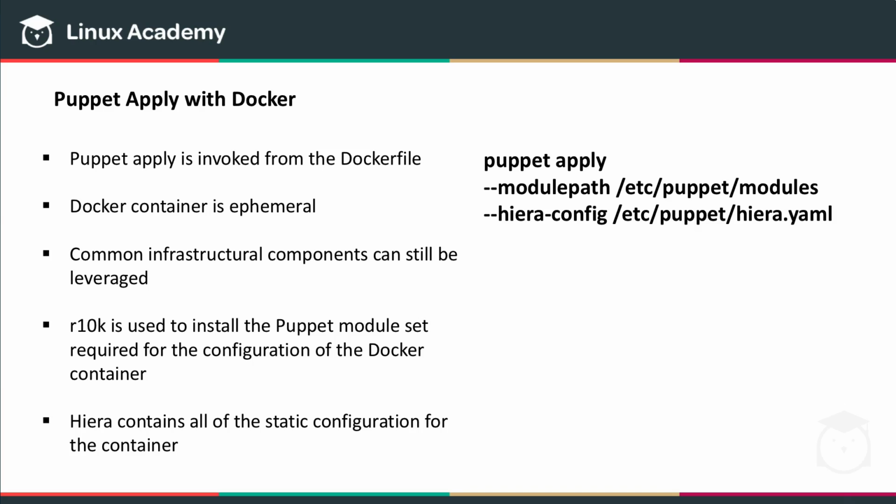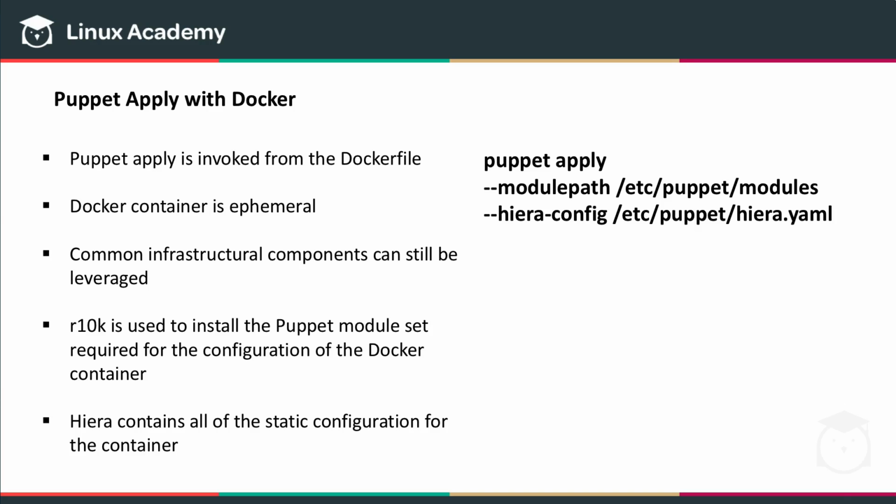So within the Dockerfile, R10K is going to be used to aggregate and install the actual Puppet modules on the image. In the exercise in this lesson, the puppet apply command is actually invoked from the Dockerfile, as I mentioned. It's used to build the image via the command on the right side of this slide, puppet apply, specifying the module path there, the common /etc/puppet/modules, then specifying the Hiera config, which is also in the standard location, /etc/puppet/hiera.yaml.